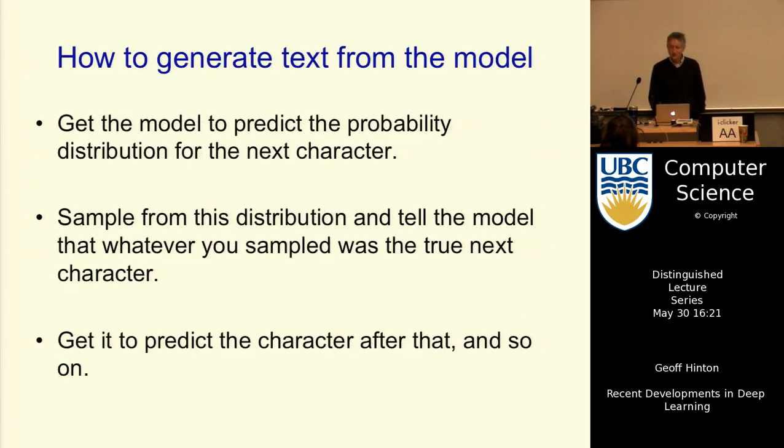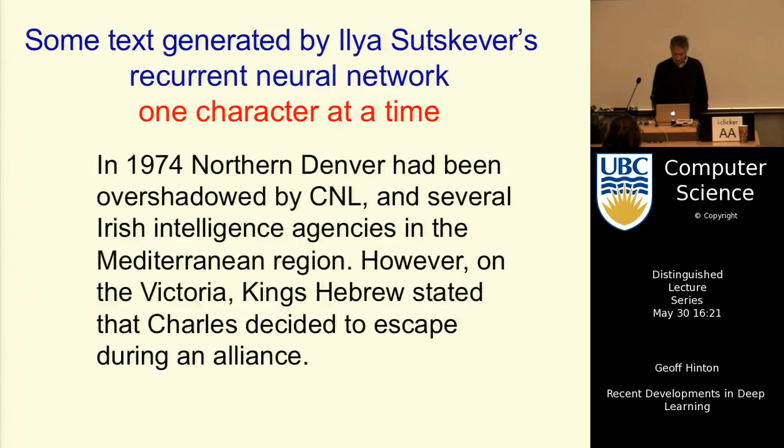And the way you produce text from the model is you give it some characters to get it going. You then say, give me the distribution for the next character. And if it says there's a probability of 1 in 100 that it's an X, then with a probability of 1 in 100, you sample an X, produce that as your output, and you tell the language model, the next character was an X, what do you predict next? And so it can progressively give you predictions. And so here's some text it produced, 1 character at a time.